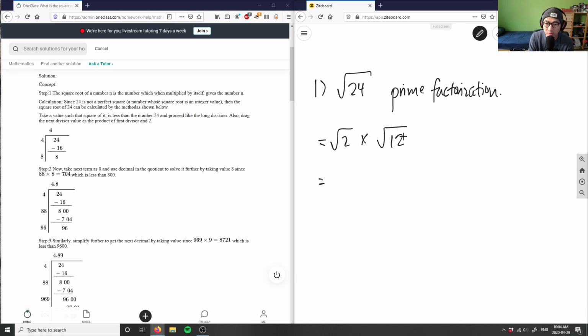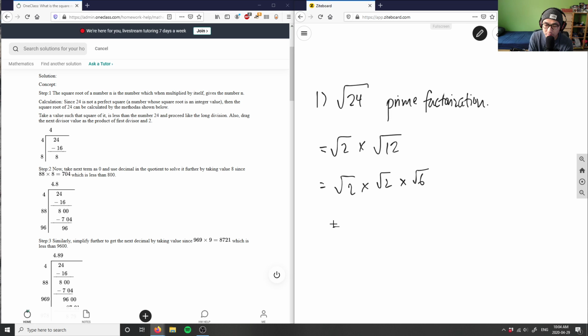As you can see, we can break root 12 down because this is another even number. We can take another 2 out, so we'll have another root 2 here. 12 divided by 2 is root 6. Finally, I could break root 6 down into root 2 and root 3, but I'm going to choose to stop here just because root 2 and root 3 can't be broken down even more. So I'm simply going to simplify this radical. Root 2 times root 2 would give me simply 2.